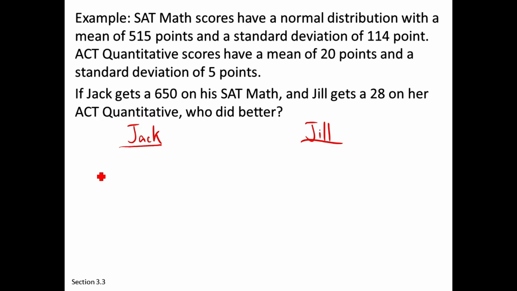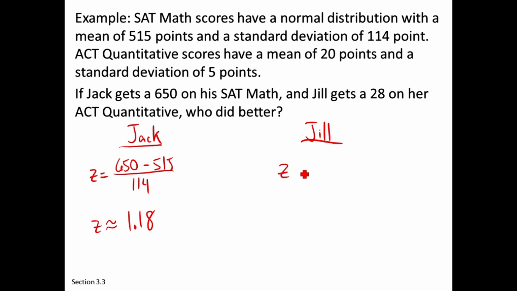Okay. So for Jack, he was taking the SATs. He got a 650 on a test with a mean of 515 and a standard deviation of 114. So what was Jack's z-score? About 1.18. Okay, it's pretty good, right? He's more than 1 standard deviation above average.